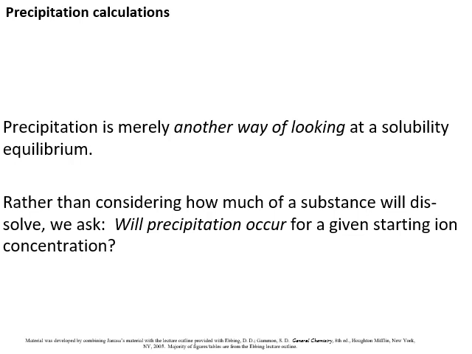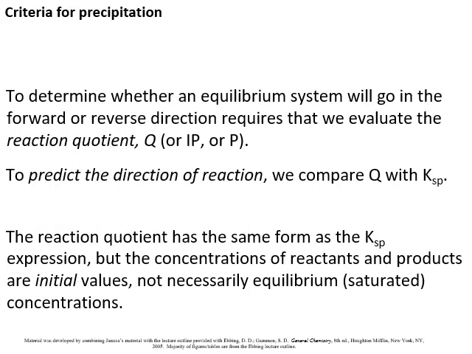Precipitation calculations, next slide. Okay, so precipitation is merely another way of looking at solubility. Rather than asking how much of a substance will dissolve, we ask whether precipitation will occur for a given starting ion. To determine whether an equilibrium system will go in the forward or reverse direction, we have to look again at Q, which is something we talked about in chapter 15. Here it's called the ion product. We called it Q in chapter 15. So to predict the direction of the reaction, we compare the Q with the Ksp.